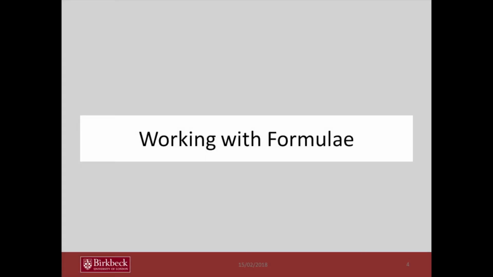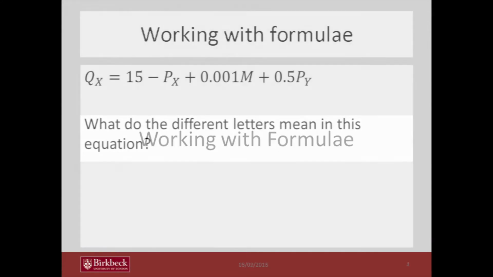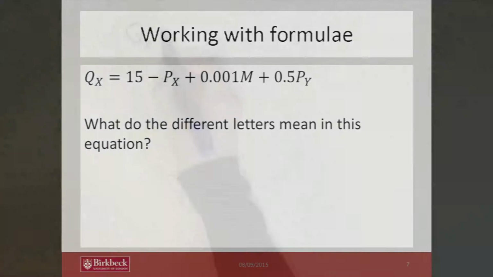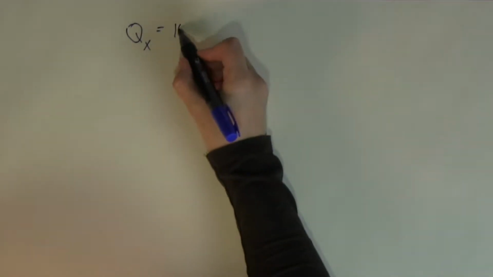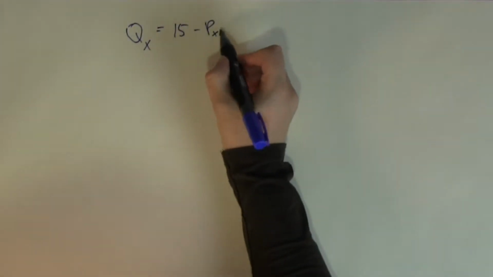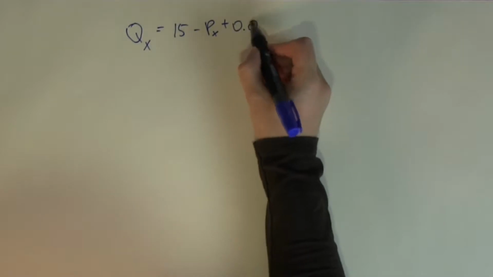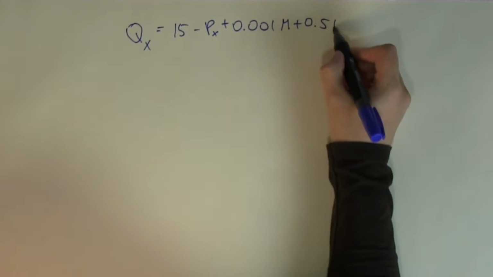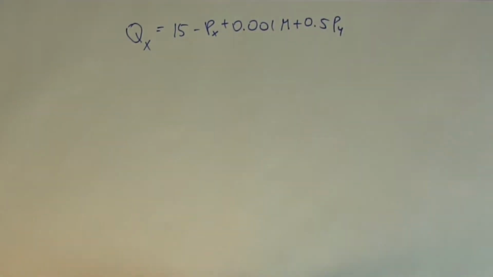Now, the next topic I would like to talk about is how we can work with formulae. On the screen here you can see quite a long formula: Qx equals 15 minus Px plus 0.001 M plus 0.5 Py. This is something you have probably already come across in your lectures, but just to recap, what do these different letters stand for?